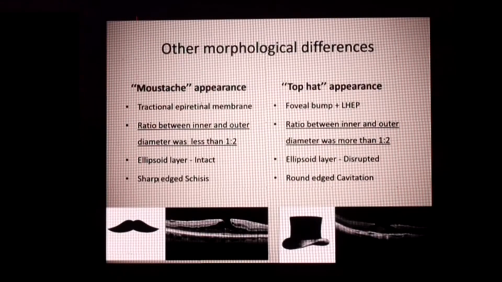So here we have the moustache appearance and also the ratio between the inner hole and the outer diameter. The ratio between the inner and outer diameter was less than 1:2 in the moustache appearance or the schitic variety, compared to the top hat appearance that you see in the cavitated appearance, where the ratio between the inner and outer diameter is more than 1:2.